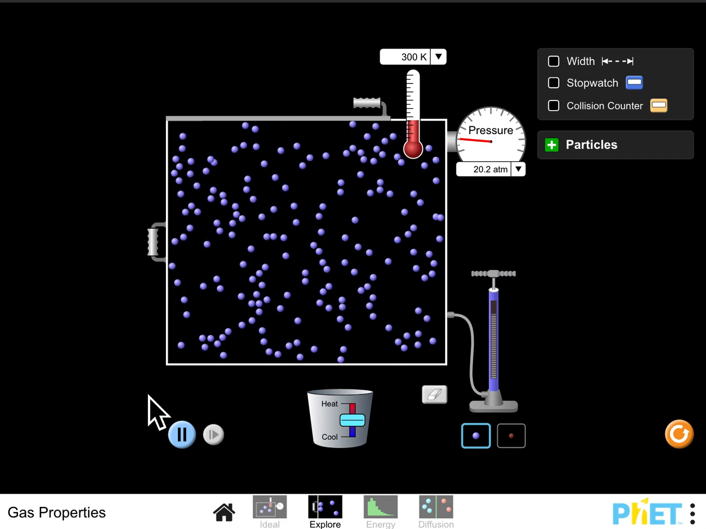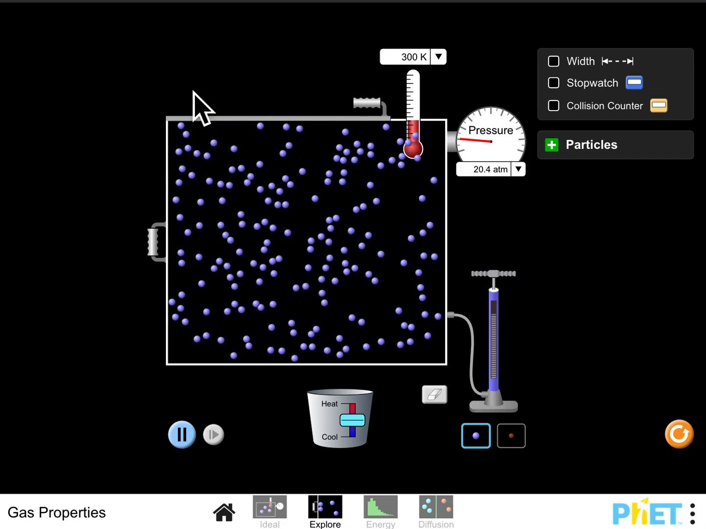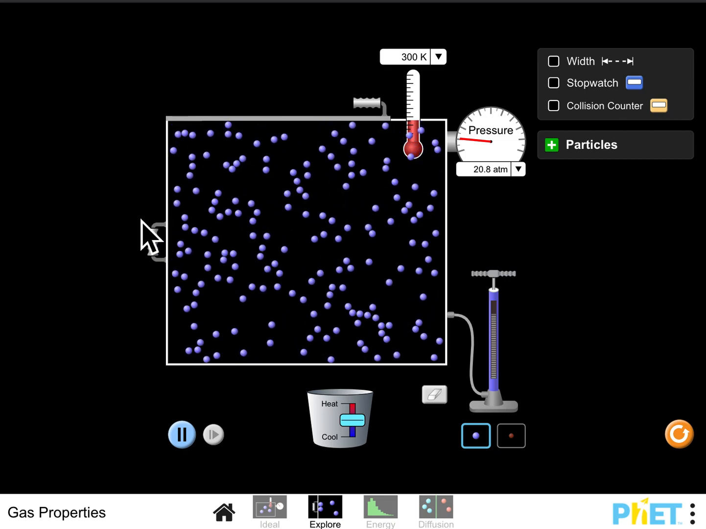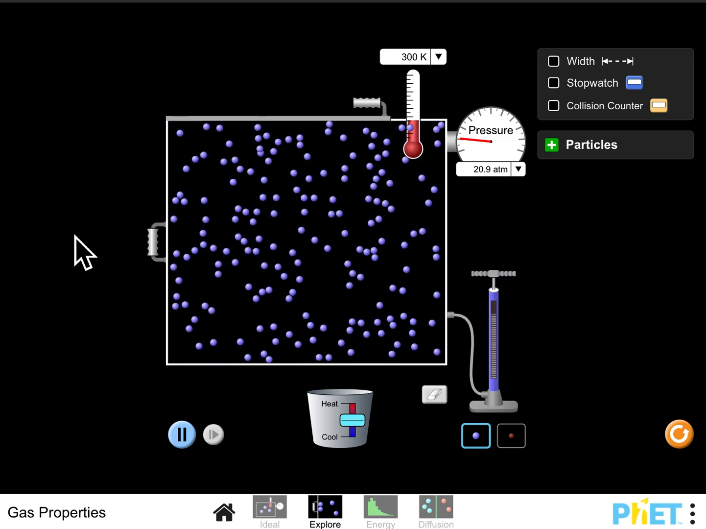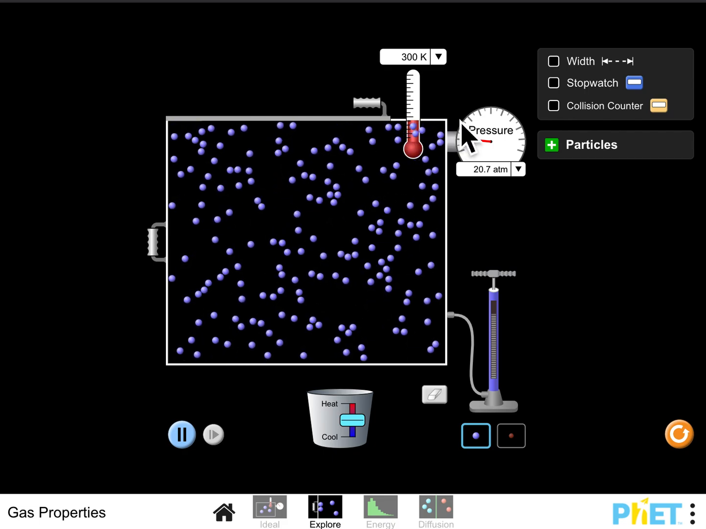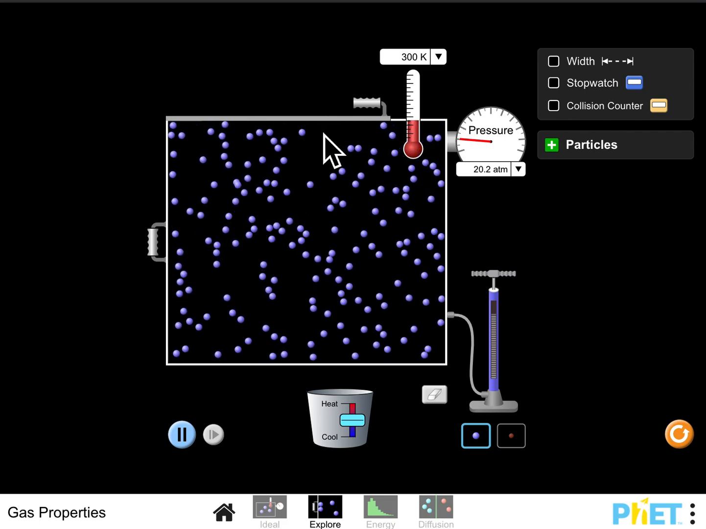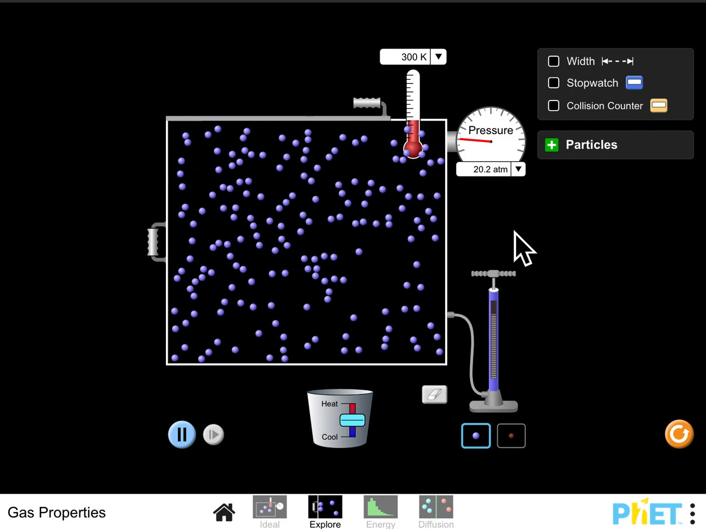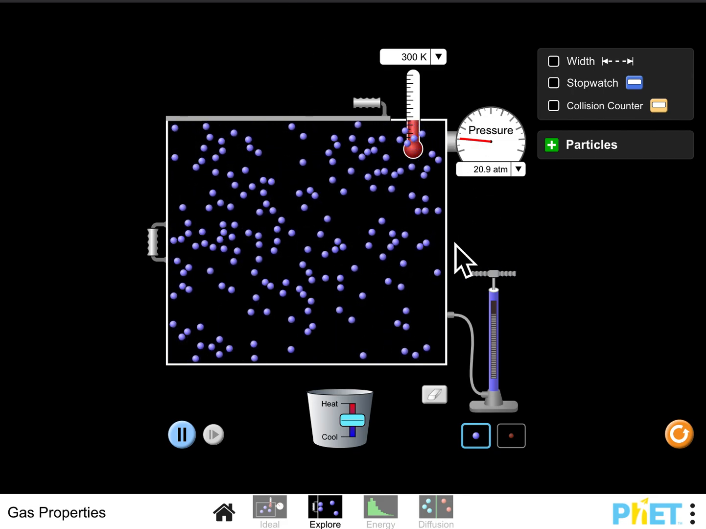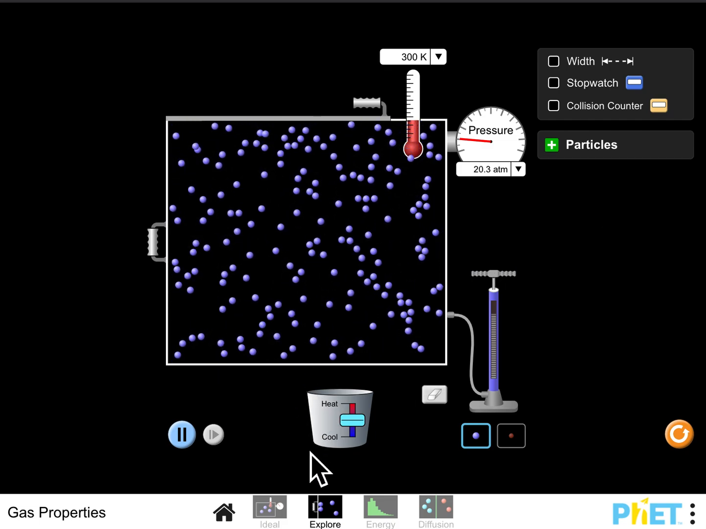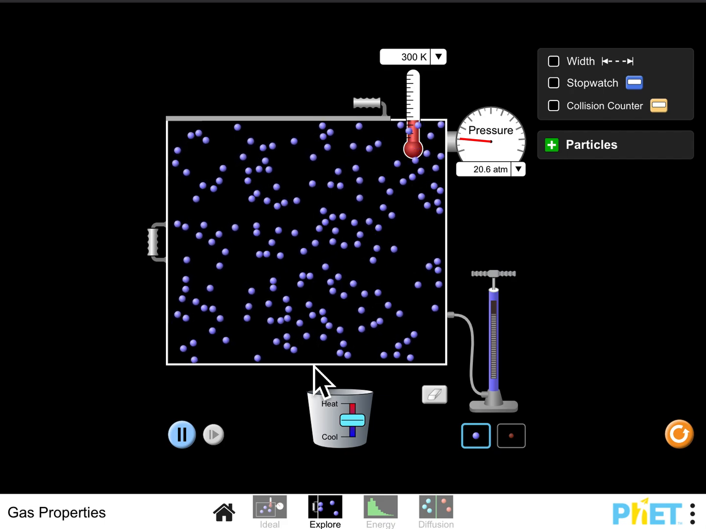So the pressure is perpendicular to any surface. On this surface, the molecules are applying a force in this direction, pushing on the wall in that direction. But on the top of the box, the molecules are hitting the top of the box in this direction, so they're applying the pressure in that direction, perpendicular to the surface. On this side of the wall, they're applying the force in this direction, perpendicular to the surface. And on this surface, they're applying the force in this direction, perpendicular to the surface.